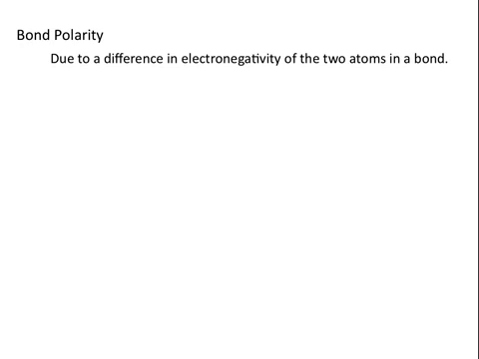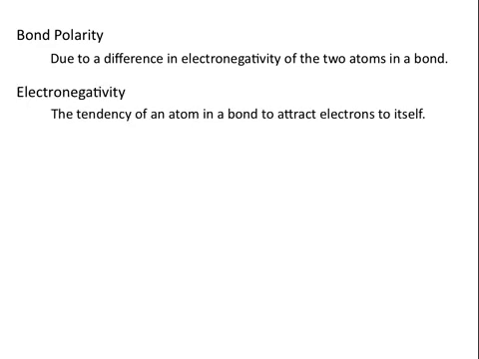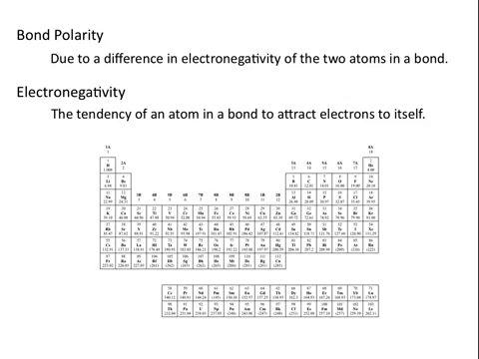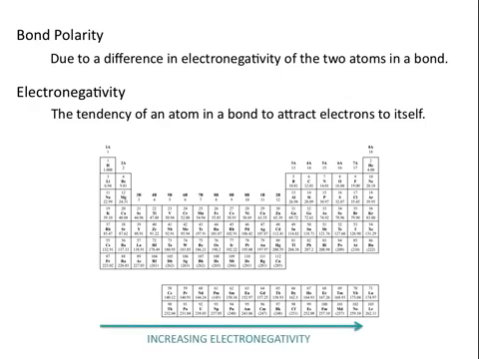Like I mentioned before, bond polarity is due to a difference in electronegativity of two atoms in a bond. Electronegativity is the tendency of an atom in a bond to attract the electrons to itself. We can gauge how electronegative an atom is using our periodic table. As you move from left to right across the periodic table, the electronegativity of atoms increases. It also increases as you move from the bottom of the periodic table to the top, with the main exception being the noble gases. This makes fluorine the most electronegative element on the periodic table.